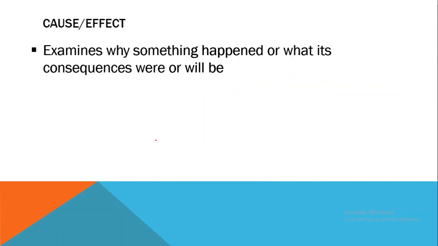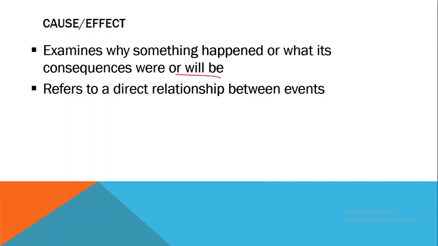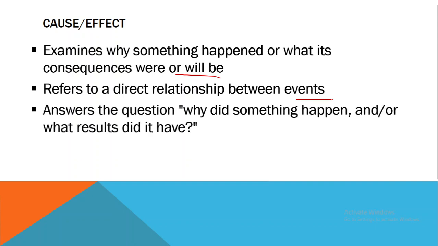The next mode is cause and effect. So cause and effect mode basically examines why something happened, or what its consequences were, or what its consequences will be. It refers to a direct relationship between the events, and it answers the questions of what did happen, why did something happen, and what result did it have.